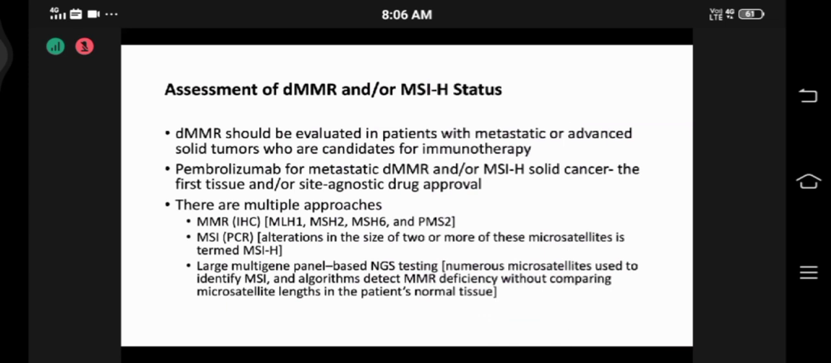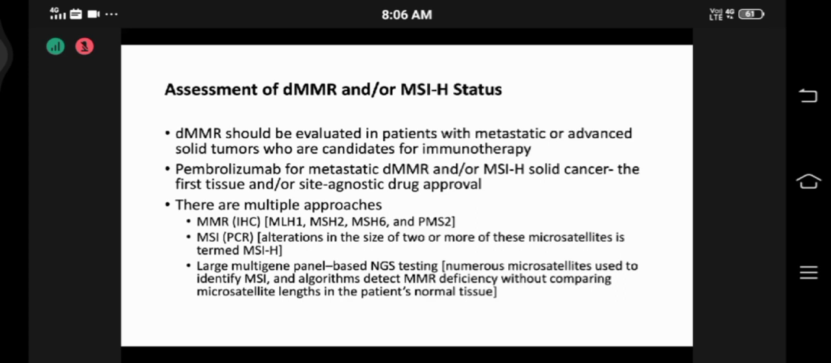Now, another very important agnostic approval is MMR and MSI. I want to be very clear on this when we use terminologies. We mix these up sometimes, and I always say, if you're doing an IHC-based test and you are looking at deficiency in one of the 4 MMR proteins, MLH1, MSH2, MSH6, PMS2, please report this as deficient MMR.